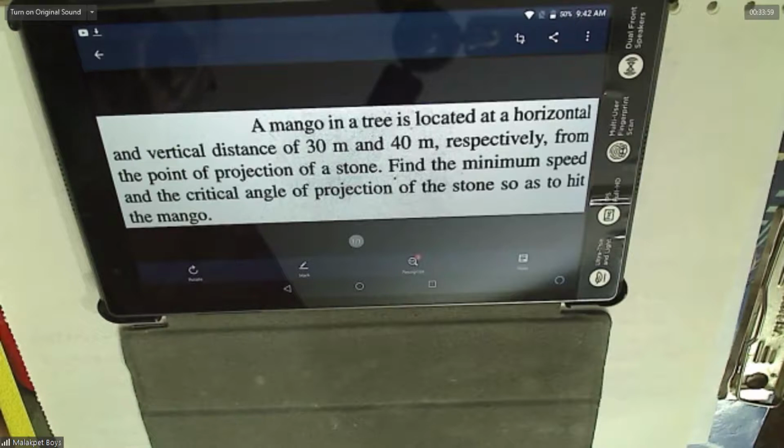Here, what is given when horizontal distance is given, no? How much? A is given, 30 meters. A is given. B is how much? 40. Substitute in that itself.